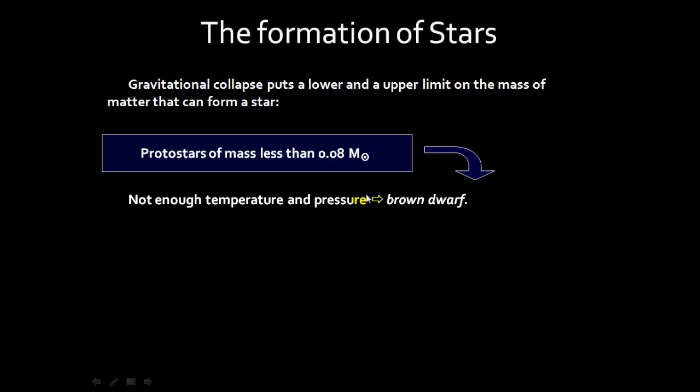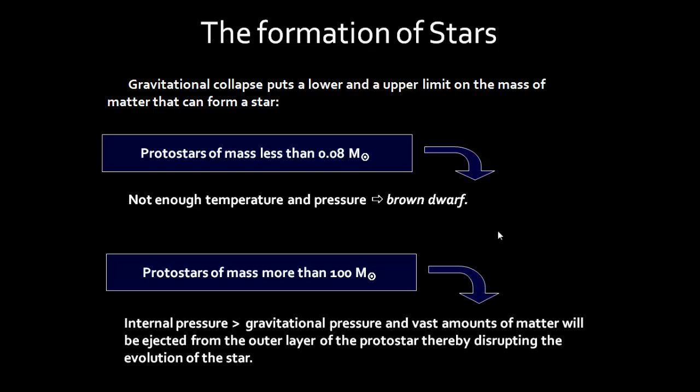If we have a mass which is greater than 100 solar masses, the internal pressure is greater than the gravitational pressure. So vast amounts of matter will be ejected because of this pressure. And therefore it's going to disrupt the evolution of the star. So stars cannot exist that are greater than 100 solar masses because they would be too unstable to form.